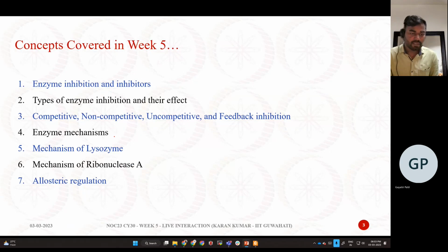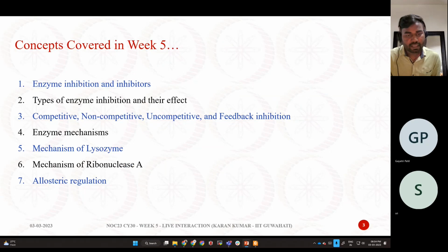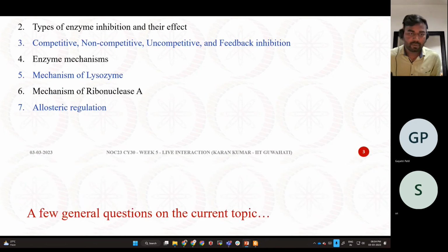Later on, ma'am talked about the different mechanisms of enzyme catalysis, and she specifically talked about lysozyme and ribonuclease A. Then she also gave a brief idea about allosteric regulation. So I will be asking a few questions based on these 7 topics, and in the meantime I will also discuss the problems that you are facing and tell you how to approach solving them.